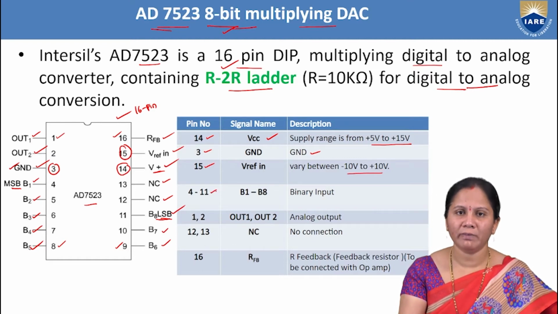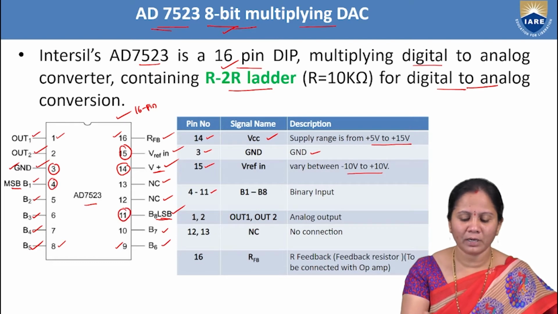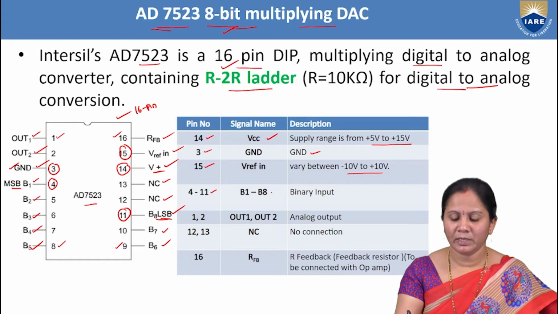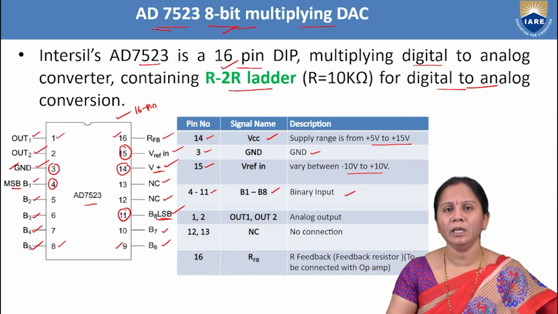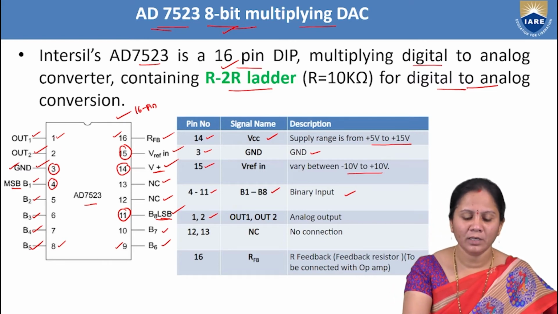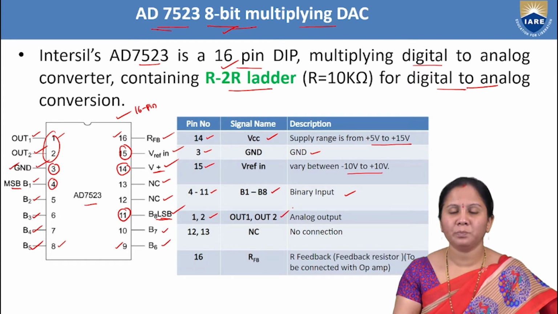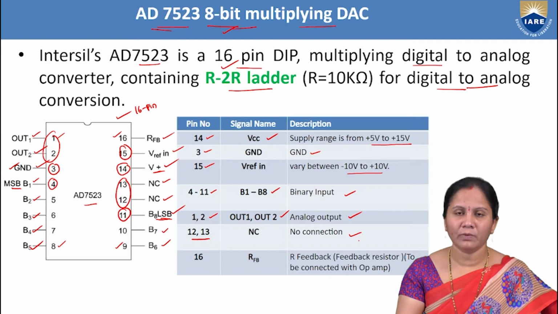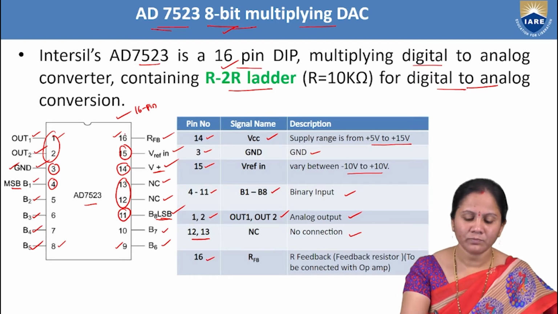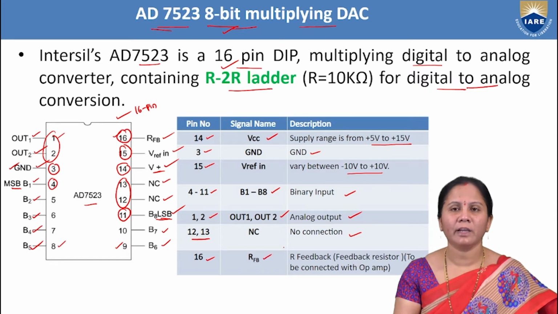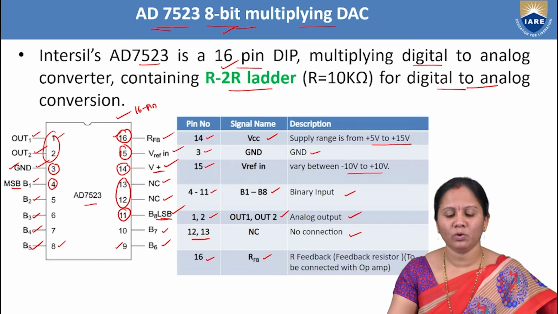Pin numbers 4 to 11, as we have seen, are the bits B1 to B8, carrying all the binary input. Pins 1 and 2 are the out 1 and out 2 pins, which are used for collecting the analog output. Pin numbers 12 and 13 represent NC, which is called no connection; they will be idle. The 16th pin is RFB. Here FB stands for feedback and R is a resistor. In the internal circuit of this IC, we have that RFB resistor, which is connected as a feedback.